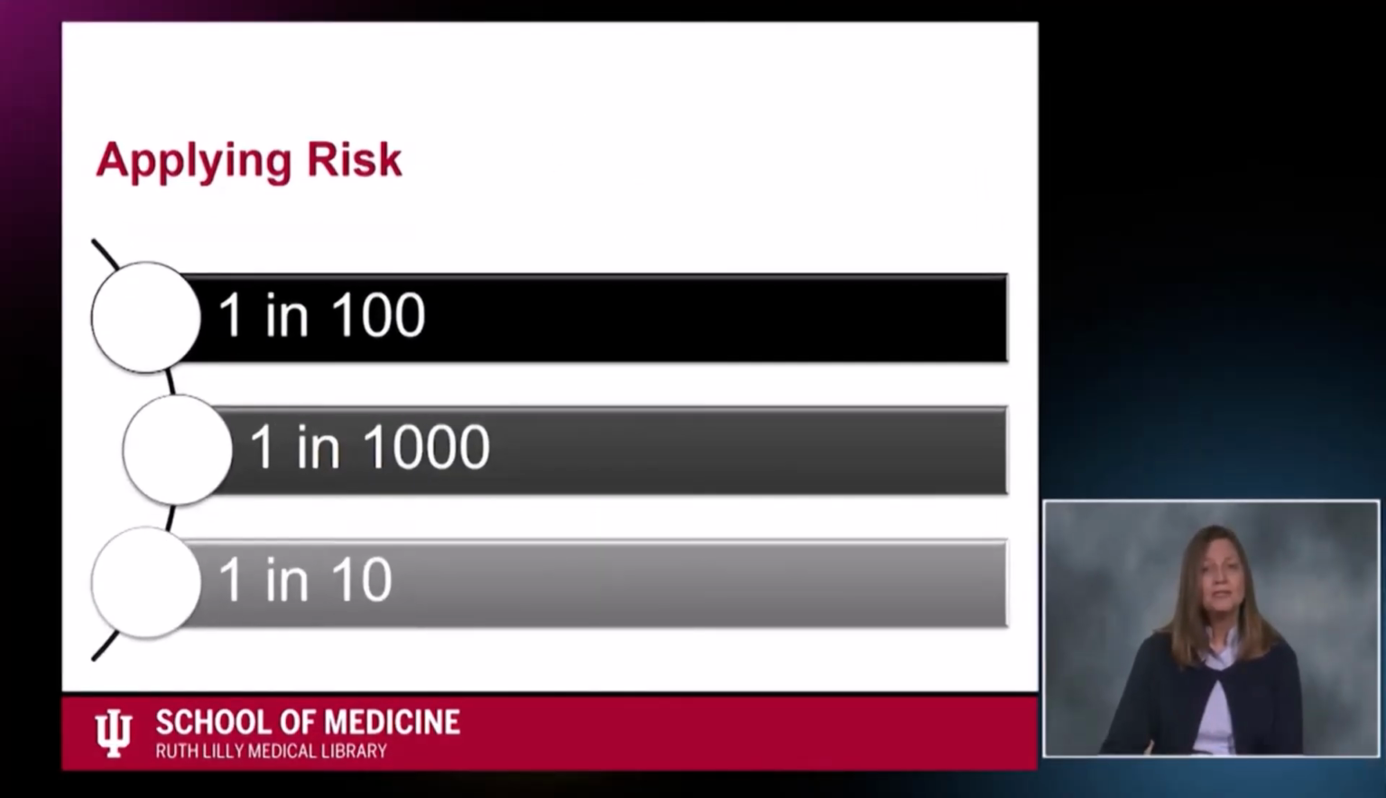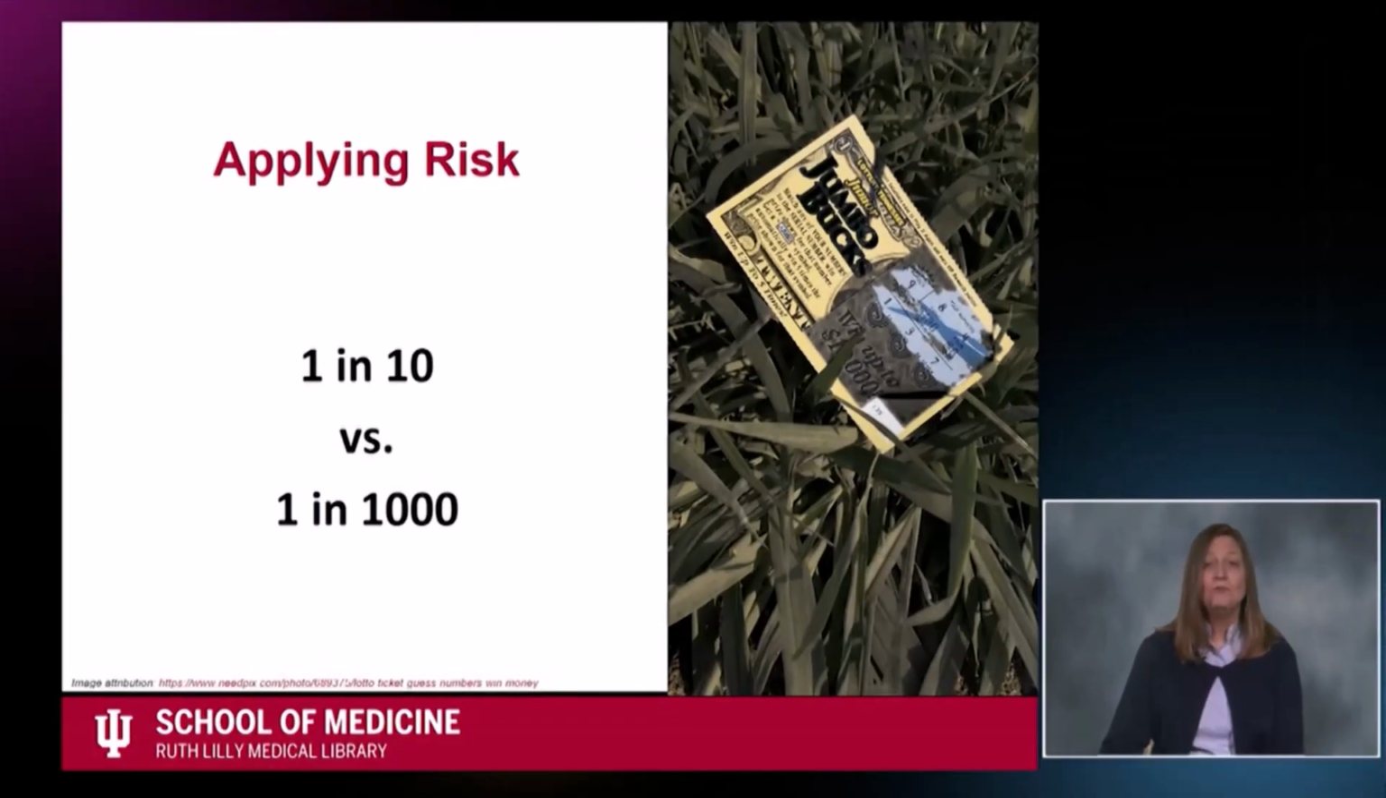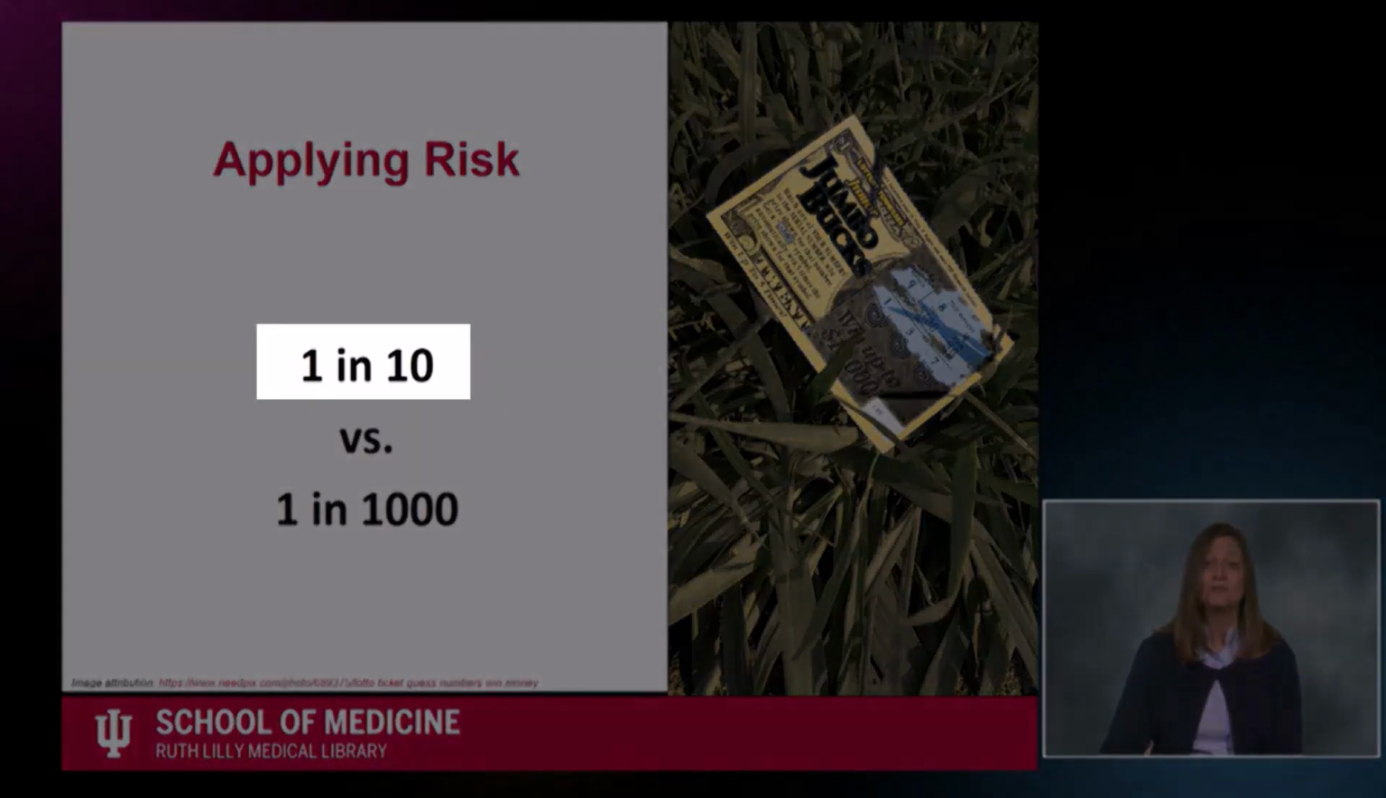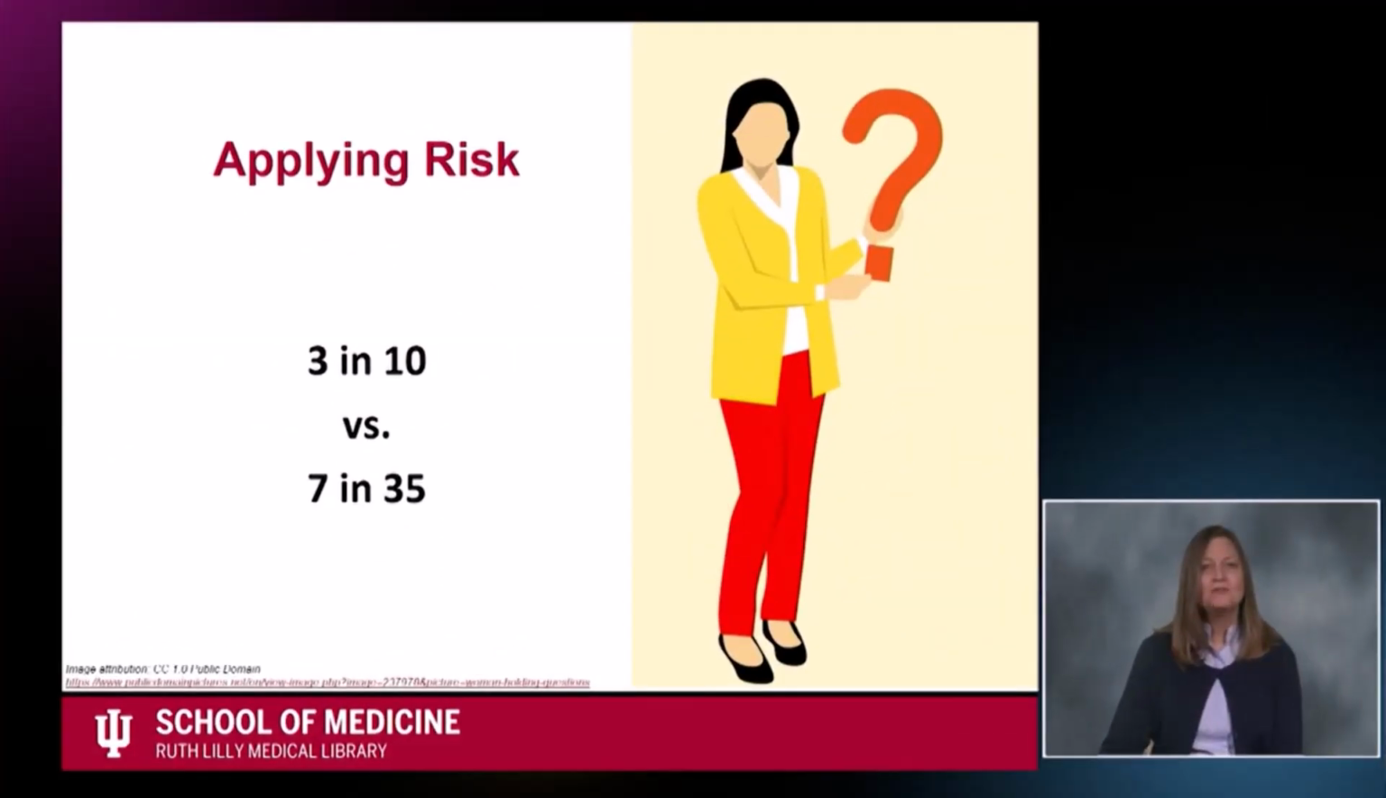Among these probabilities, which one illustrates the highest risk? If your choice was 1 in 10, you're correct. If 1 in 10 people win the lottery, for every 10 people that play the lottery, one person will win. If 1 in 1,000 people win the lottery, for every 1,000 people that play the lottery, one person will win. I would much rather play the lottery where there is 1 in 10 chance of winning. That is a much higher risk of winning. It is fairly straightforward to determine higher risk when comparing 10, 100, and 1,000.